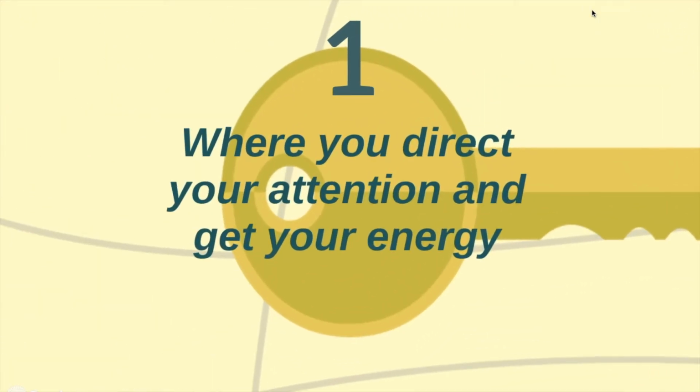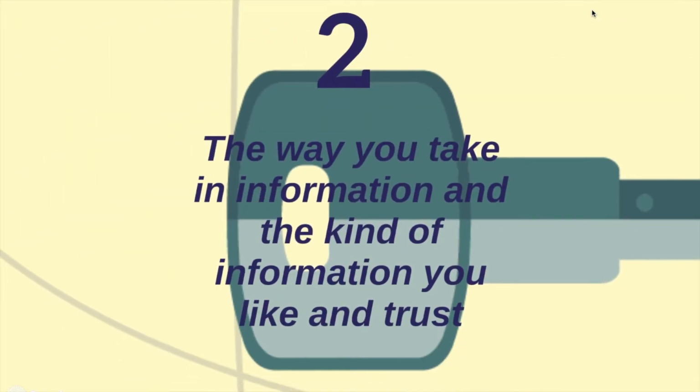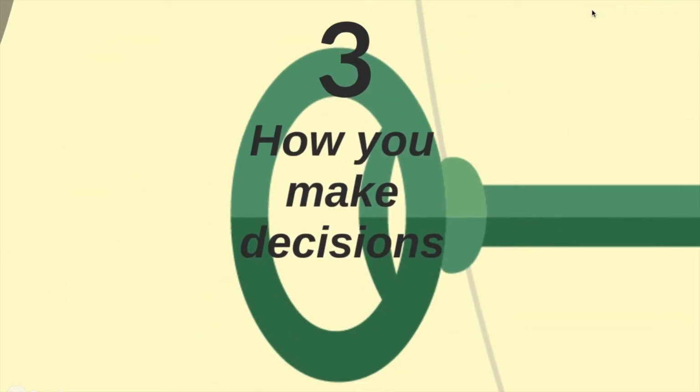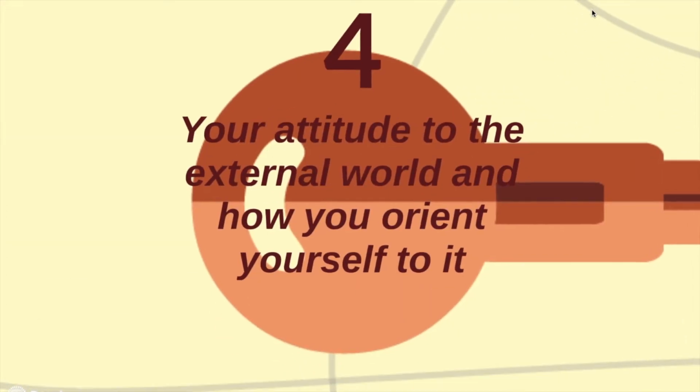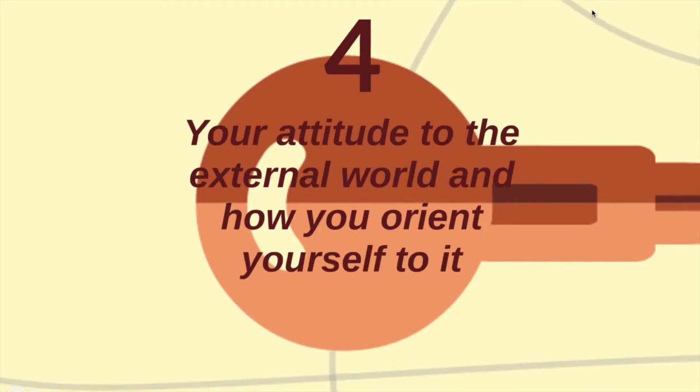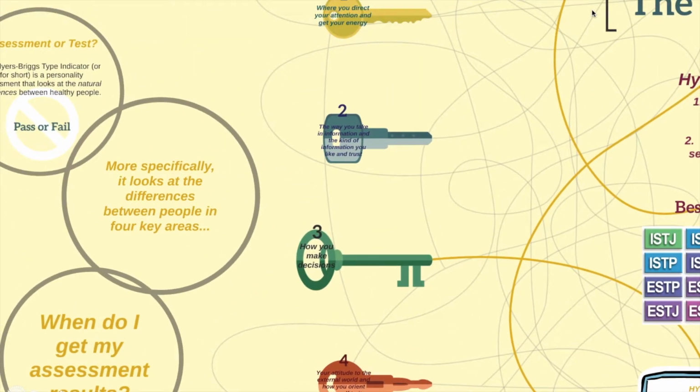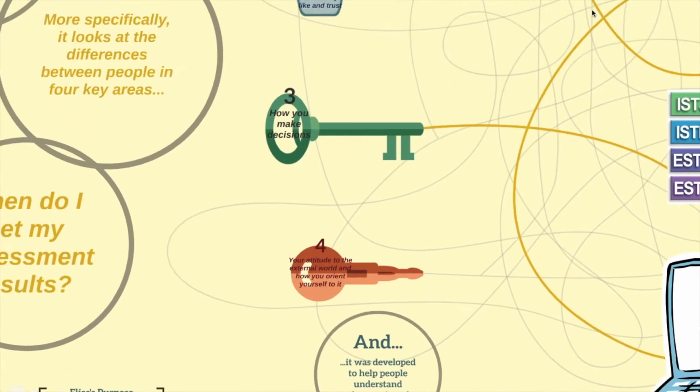More specifically, it looks at the differences between people in 4 key areas. The first area is where you direct your attention and where you get your energy. This is extroversion and introversion, something you may have heard of before. The second place is the way you take in information and the kind of information that you like and trust. This is sensing and intuition. The third area is how you make decisions. We look at this in the realm of thinking and feeling. And finally, in the fourth area, we look at your attitude to the external world and how you orient yourself to it, or judging and perceiving. So we'll look at your preferences in all of those areas to come up with a certain type.